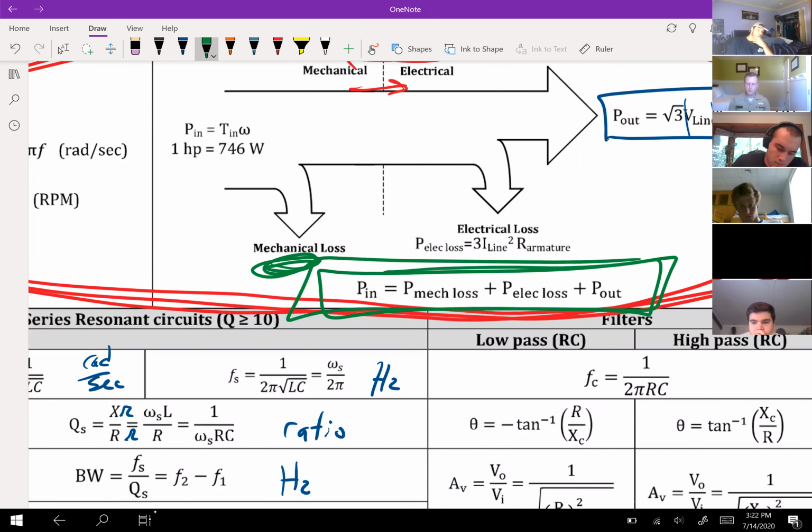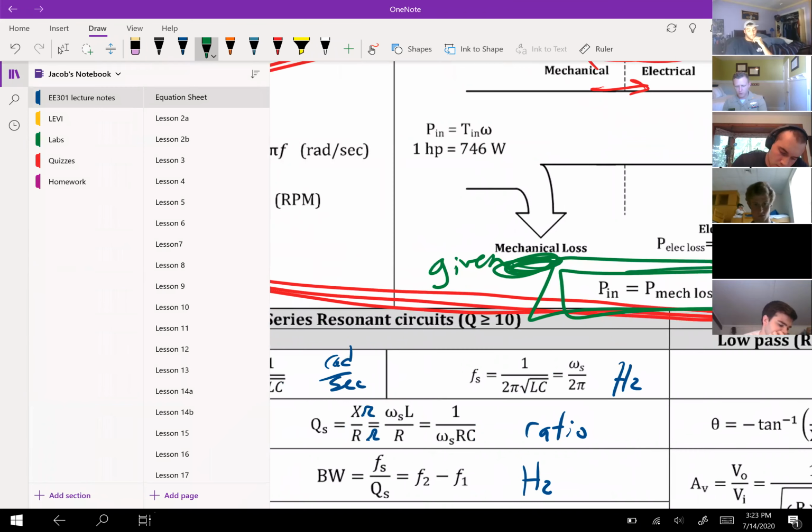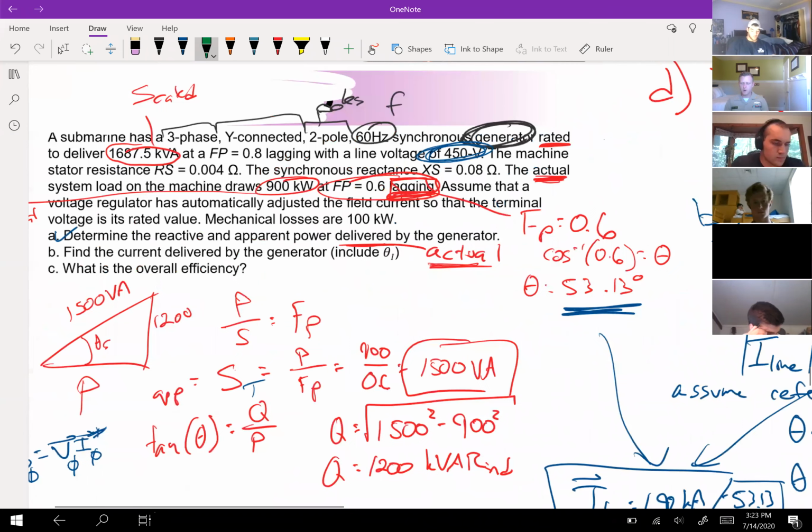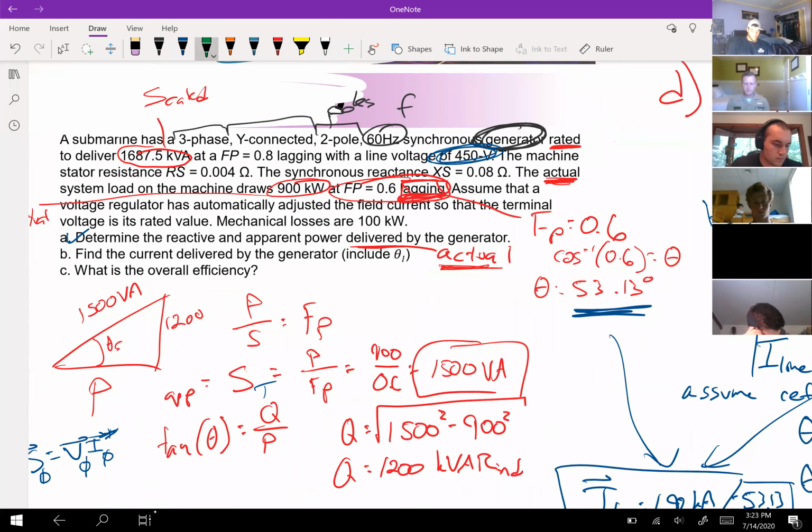Mechanical loss, notice how there's no formula here. It'll just be a given. Okay, so look in the problem statement for your mechanical loss. The electric loss, I'll solve for. Well, I just solved for I line, so we need to use our armature. Armature just means coils. Let's see what it says about the R. The machine stator resistance, RS, is 0.004. And the armature windings are static, they don't move. It's the magnet that's spinning in a generator. So the stator resistance is the same as the armature.